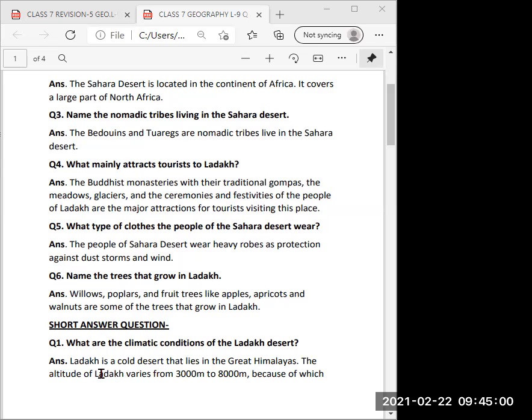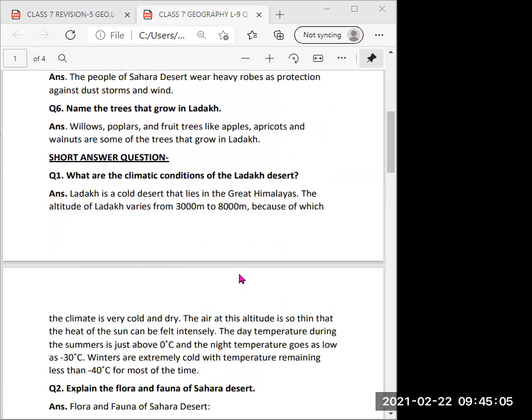Next is, what are the climatic conditions of the Ladakh desert? Now you have to write down about the climatic condition, the type of climate present. Ladakh is a cold desert. So what type of climate? Cold climate.